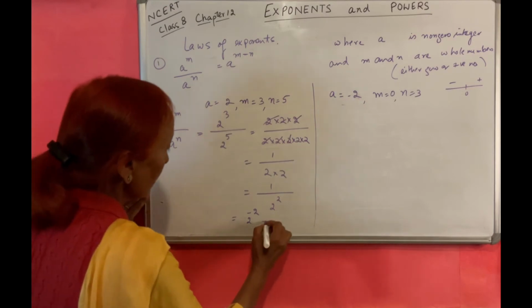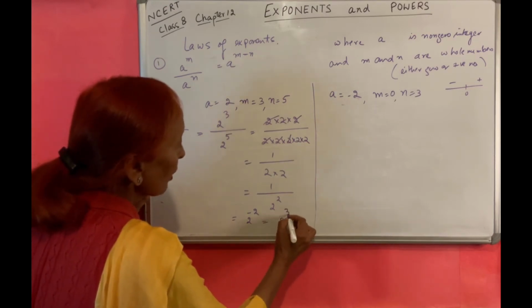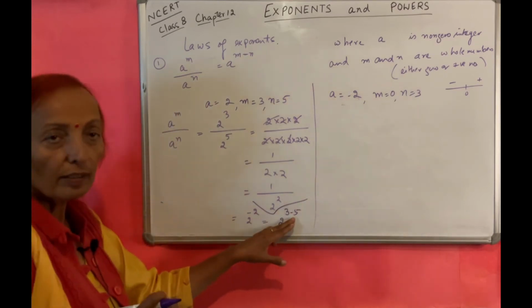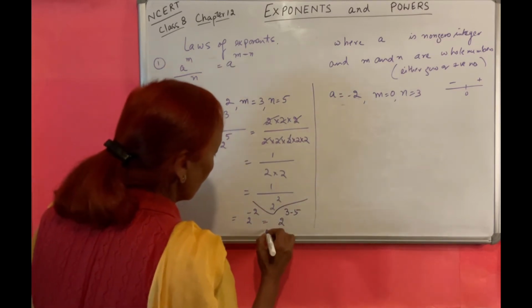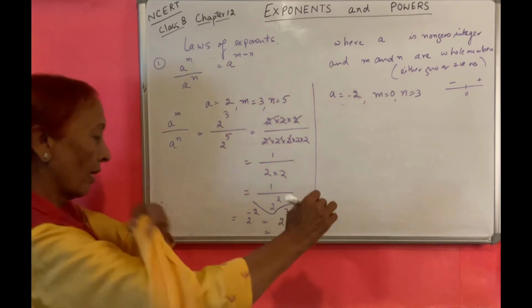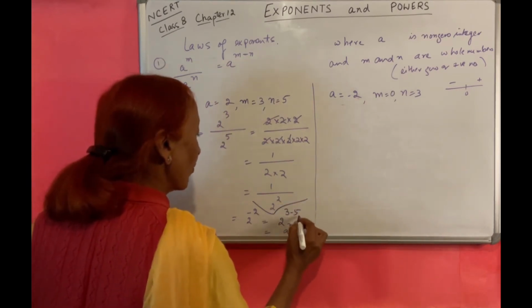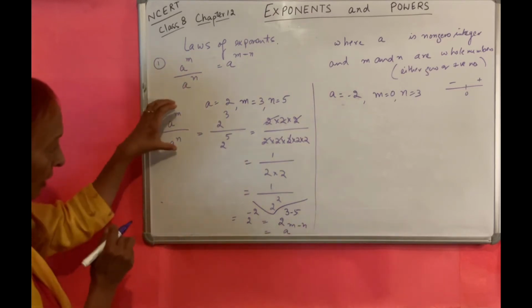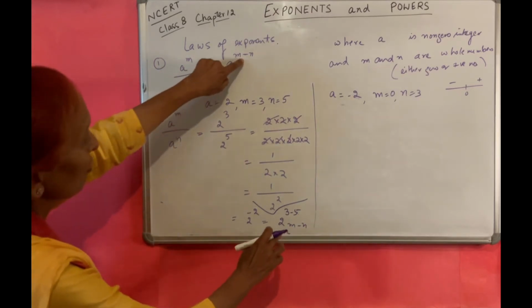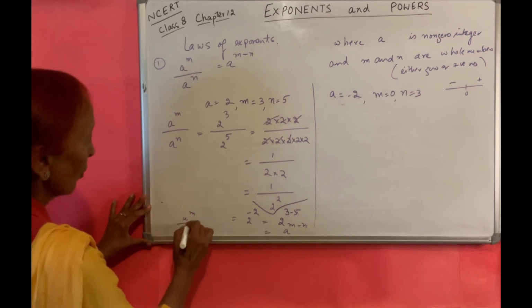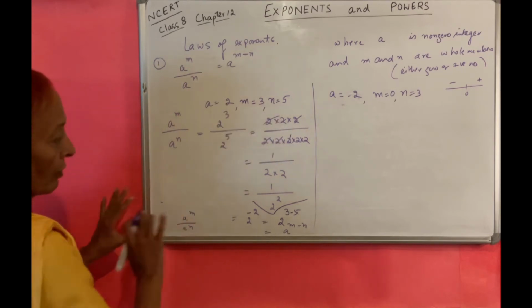Okay. So this I can write as 2 raised to power 3 minus 5, minus 2 I can write as 3 minus 5. So 2 is a and 3 is m, 5 is n. So we started with this and reached here, a raised to power m minus n. So this law is true for these values.